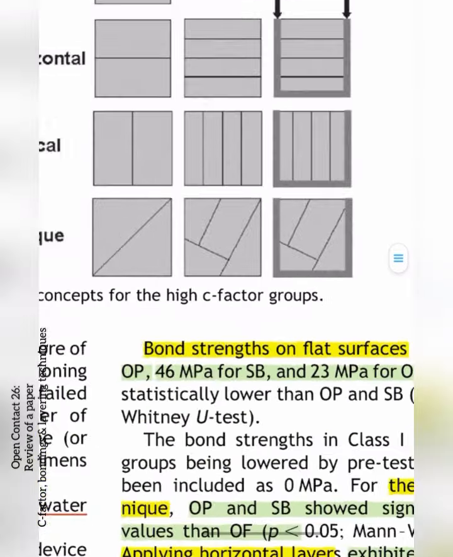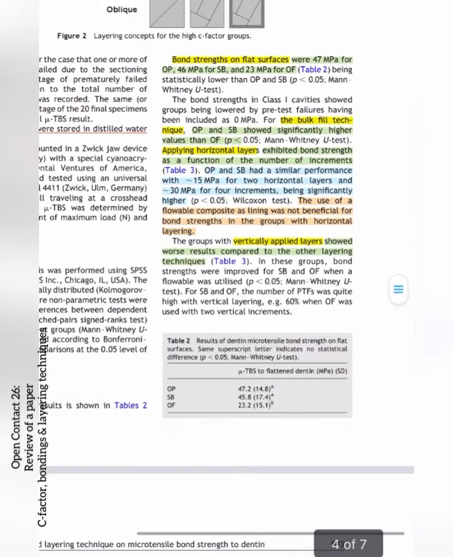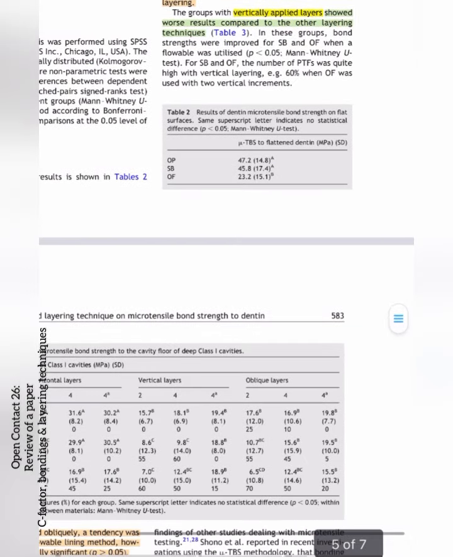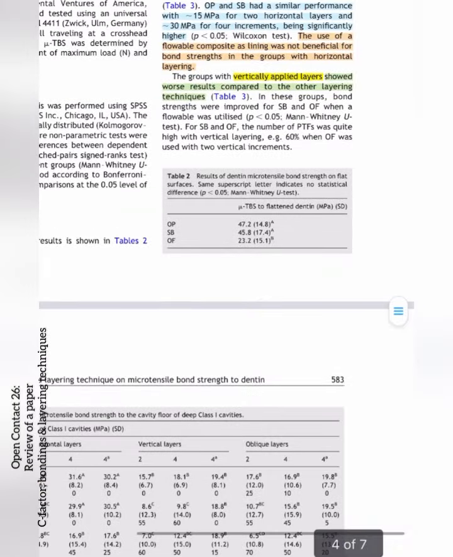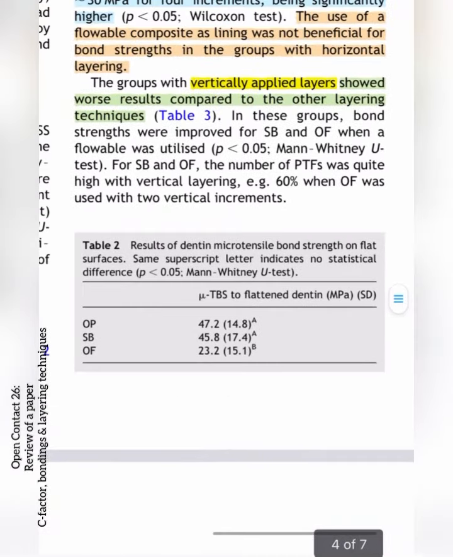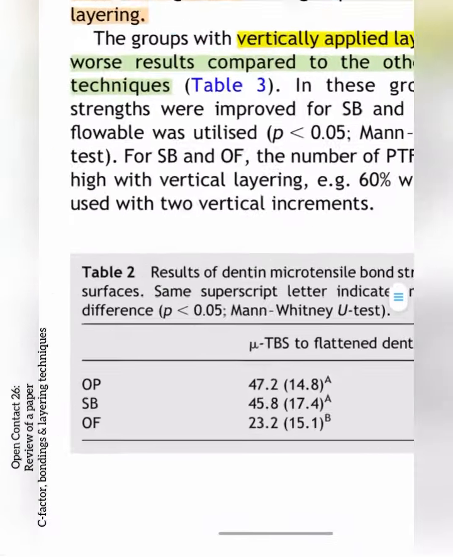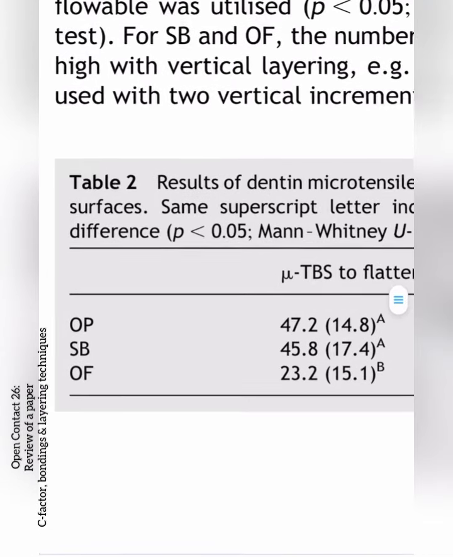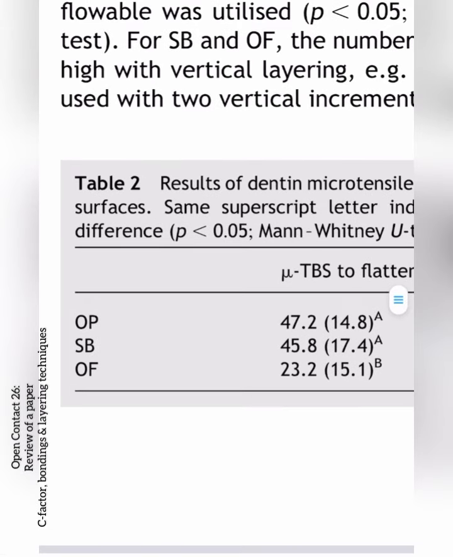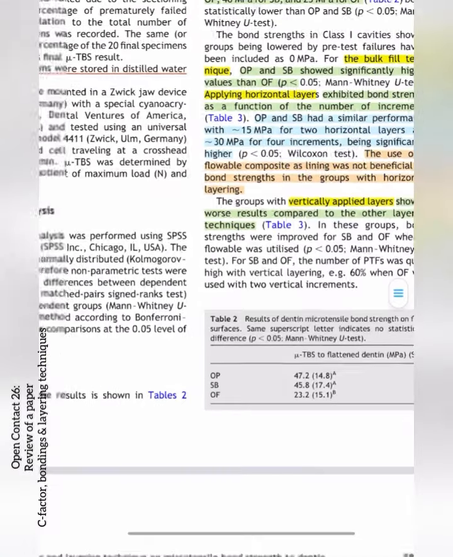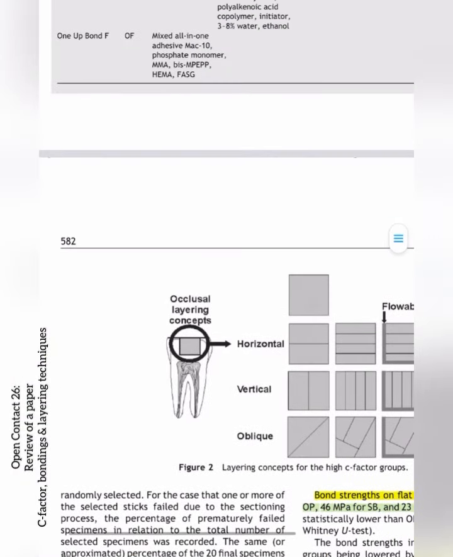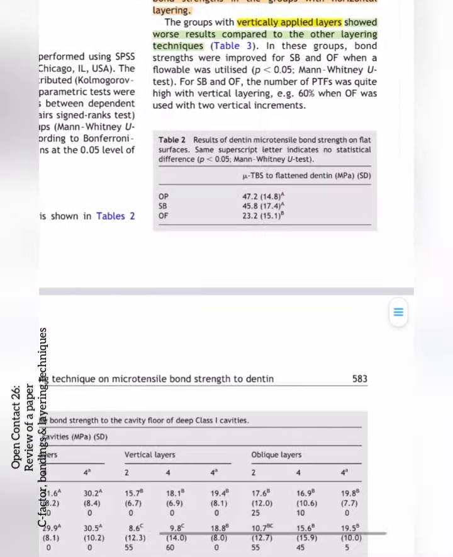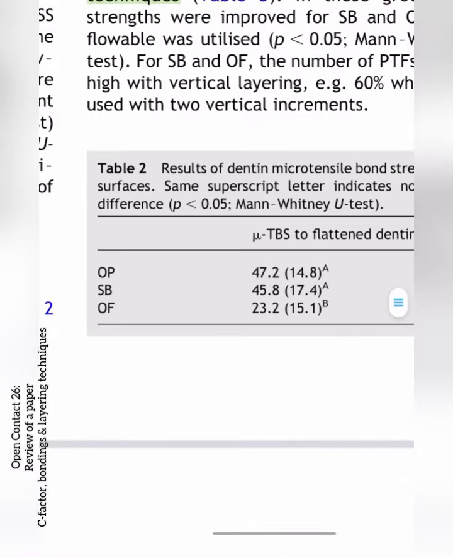After that, the teeth were sectioned for evaluating the microtensile bond strength with slices less than a millimeter. In the flat cavity, with Optibond FL and Single Bond, the microtensile bond strength was about 47 and 45 megapascals, and the One Bond, which was an all-in-one adhesive, had lower bond strengths.